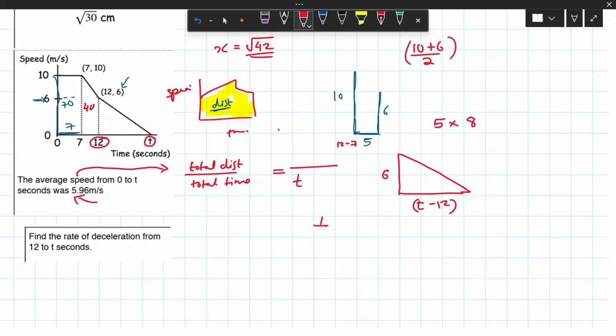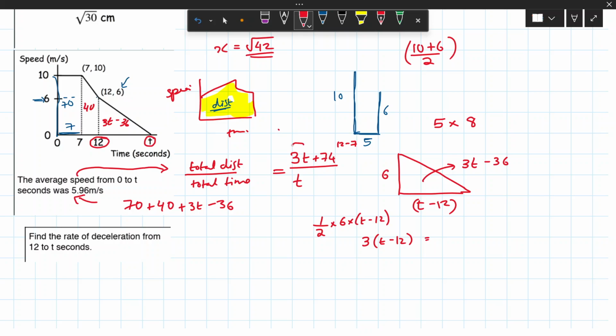So we're going to do half base times height. So that's half times 6 times T minus 12. So that's 3 lots of T minus 12, which is, so the area of the triangle is 3T take away 36. So if I add all the distances together, I have 70, I have 40, then I have 3T take away 36. So that's 110 take away 36, which is 74. So the total distance that I have is 3T plus 74.